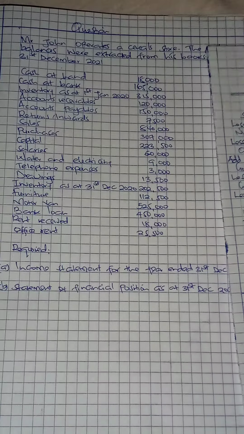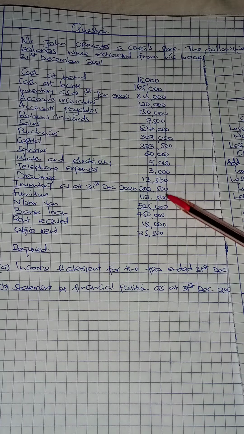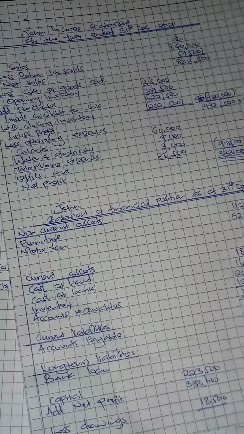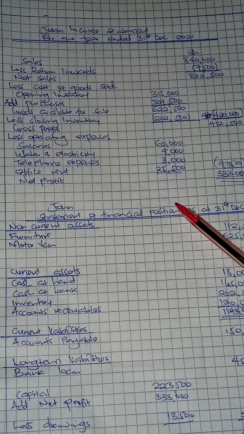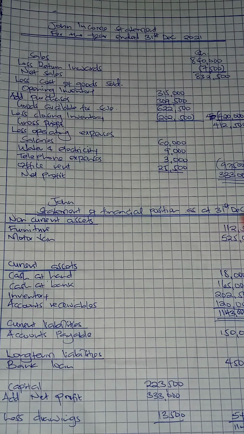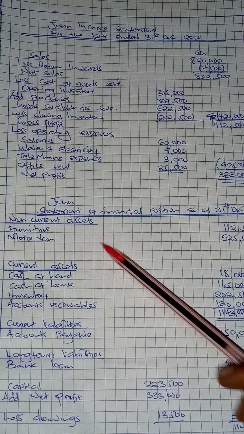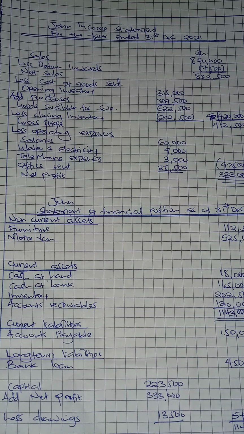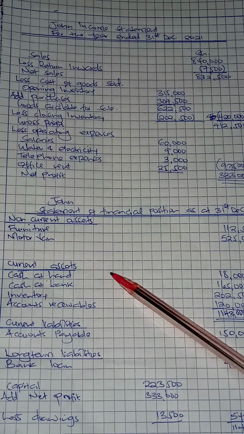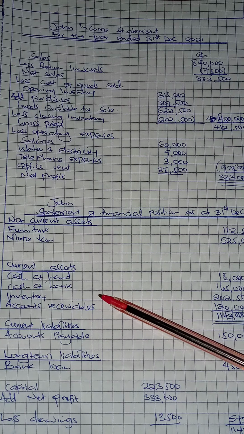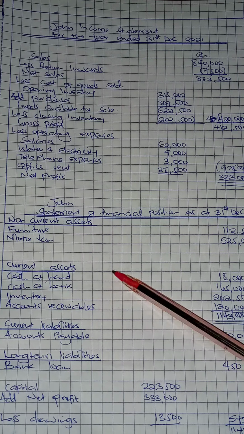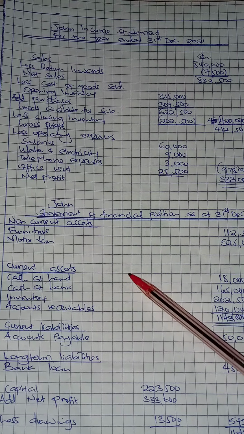You start with furniture. We have furniture and motor van. You prepare it as at this particular period. This is the title: John's Statement of Financial Position as at 31st December 2021. So we have non-current assets, furniture and motor van, the two of them. Then we have current assets. These are assets that are very highly liquid. We start with cash at hand.